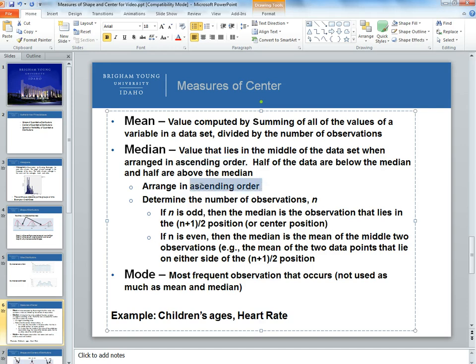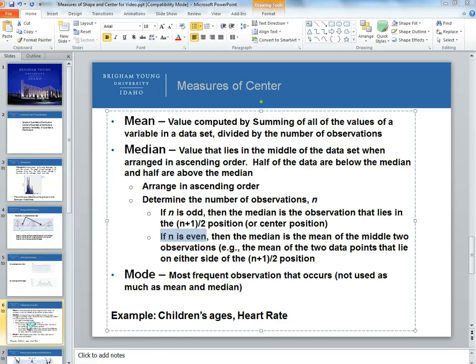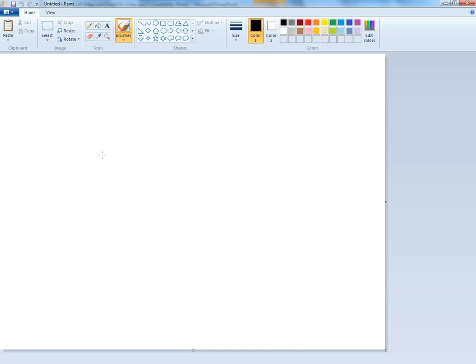So what we do is we first arrange in ascending order, and then if the number of observations is odd, we take the center position, and that would be your median. If the number of observations is even, then we take the mean of the middle two numbers, and that would be the median. Okay, for instance, say a teacher has children whose ages are 13, 15, 17, 19, and 21.